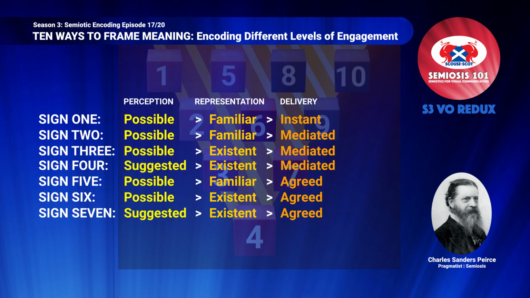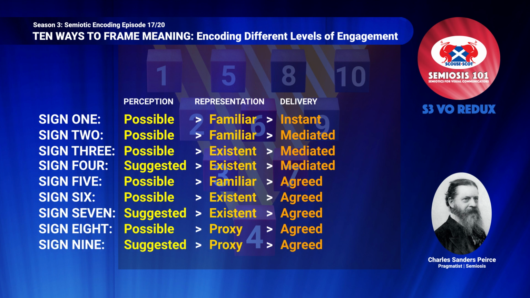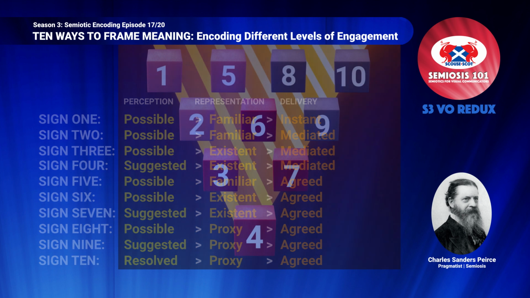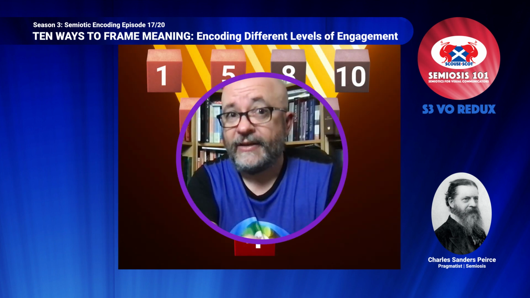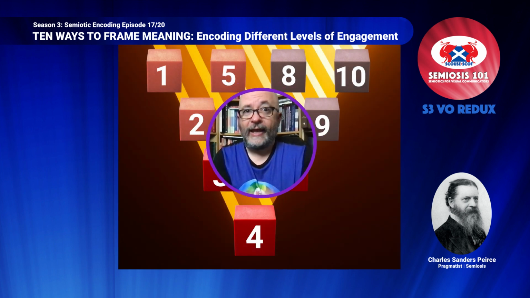Sign 7, suggested existent agreed. Sign 8, possible proxy agreed. Sign 9, suggested proxy agreed. And sign 10, resolves proxy agreed. But so what, I hear you cry. Come back for the next 2 episodes to see how these sign classes work in actual design and illustration examples.